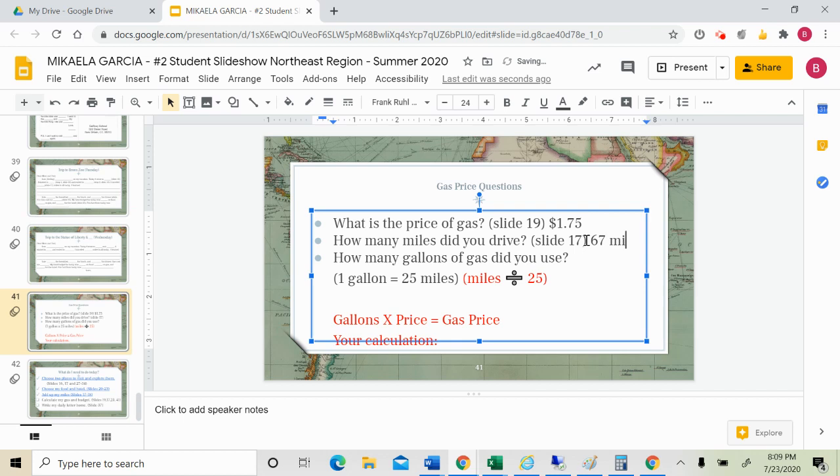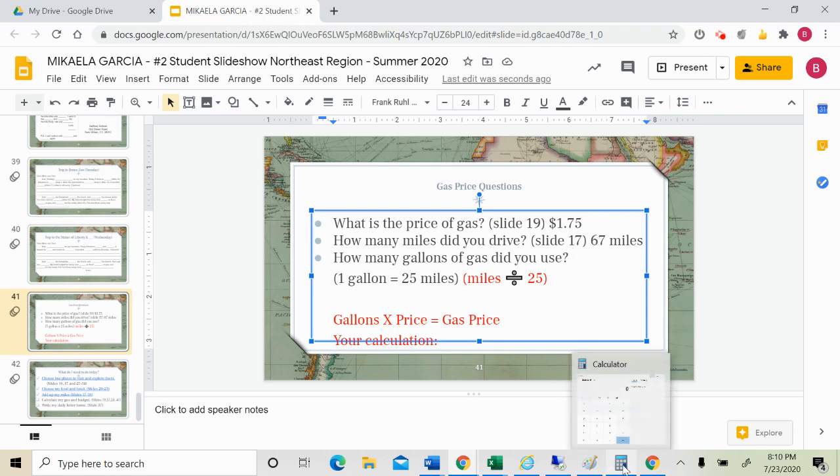So 67 miles. The next part says, how many gallons of gas did you use? To figure out how many gallons of gas you use, you need to keep in mind a few things. One thing is that 1 gallon of gas is 25 miles. And then the second thing is, to figure out how many gallons you've used, you need to take your miles and divide it by 25. So we know we've driven 67 miles today.